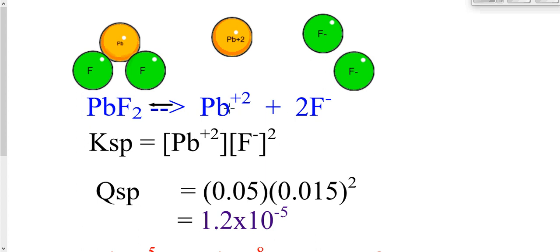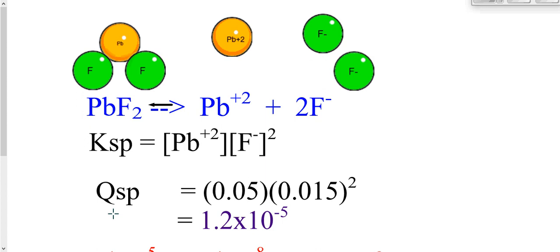We're now going to substitute the amount of lead that we determined we got from the lead nitrate and the amount of fluoride that we put into the solution from the sodium fluoride into this expression to see what we get. We're going to call this a QSP. It's a solubility product quotient. The quotient is what we call an answer when we multiply things. I'm not calling it the KSP because we don't know if we're at equilibrium. So I'm just going to change it to QSP. It's kind of like a trial KSP. We're going to try the values and see what we get.